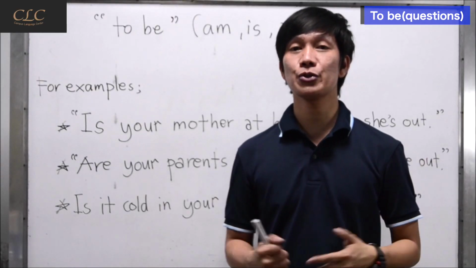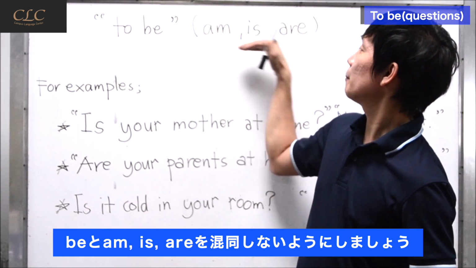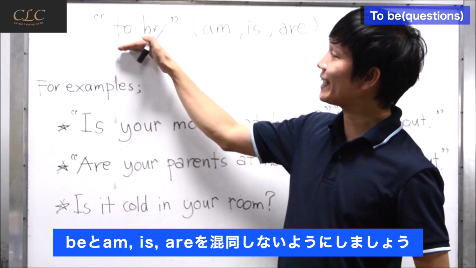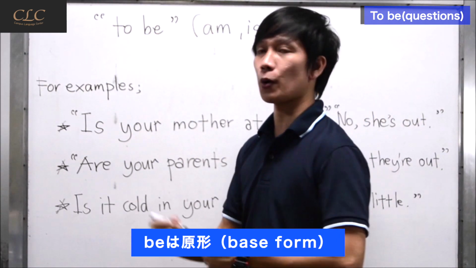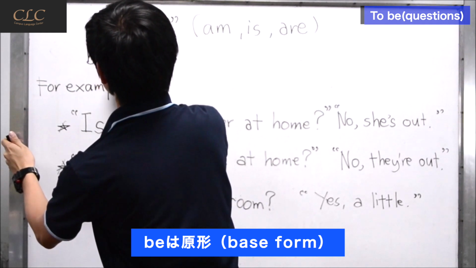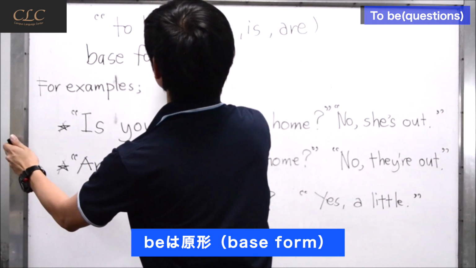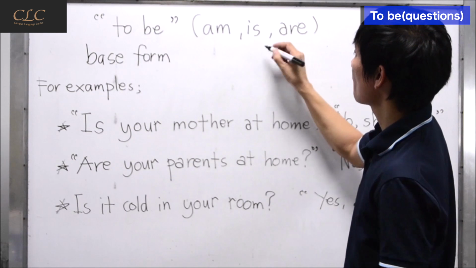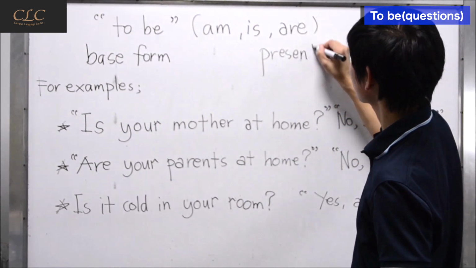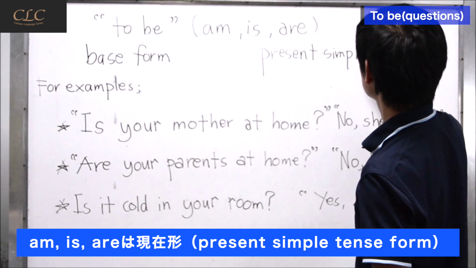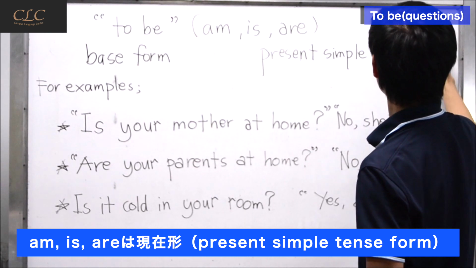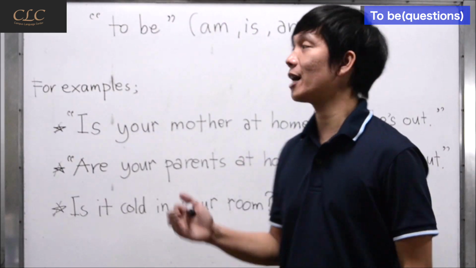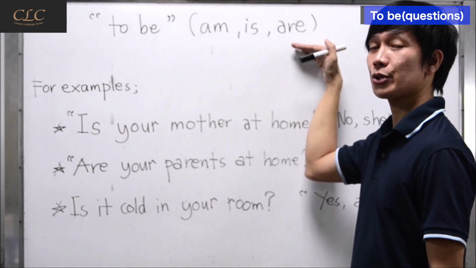So guys, don't be confused with to be and is, are. So teacher, what is to be and what is is, are? To be, or the verb be, is the base form. So just remember that to be is the base form, or the verb be, while is, are are the present simple tense form. Okay?